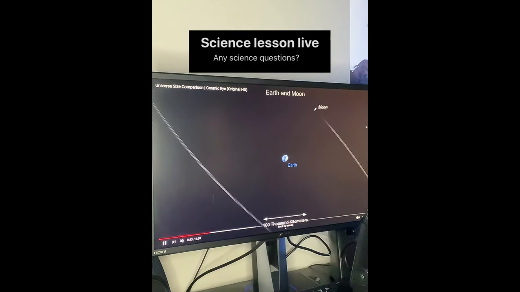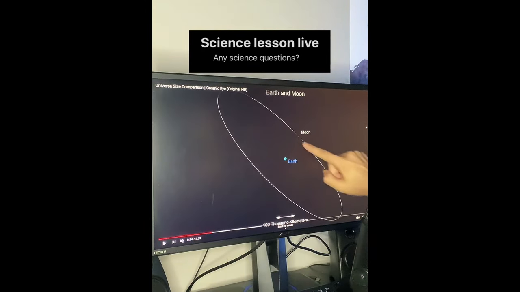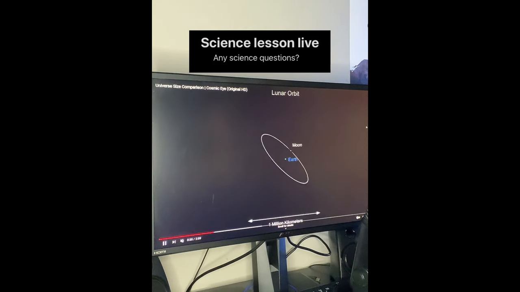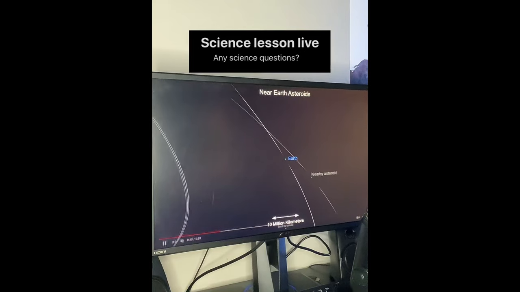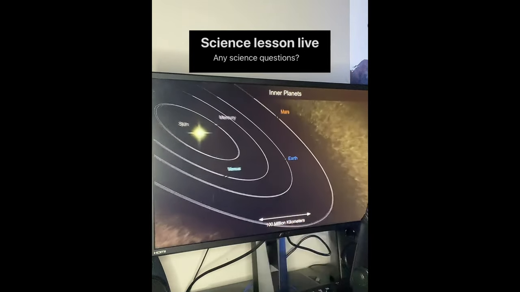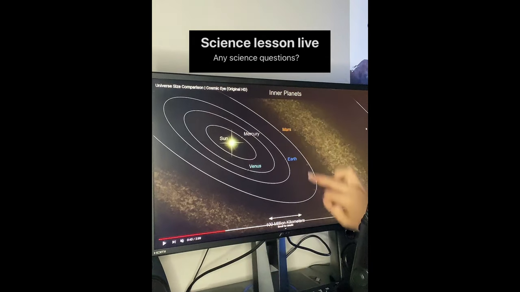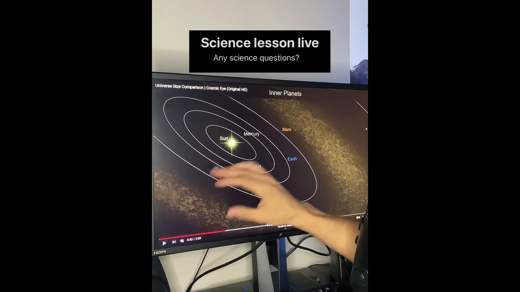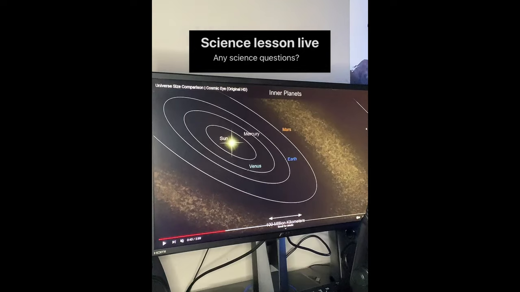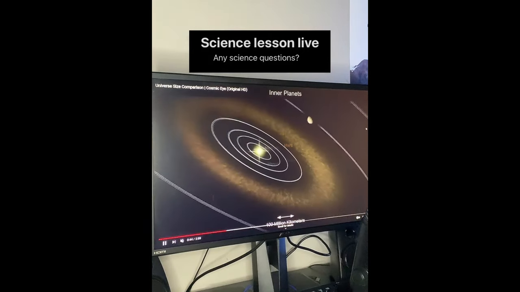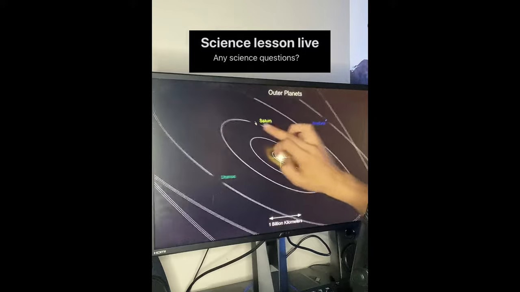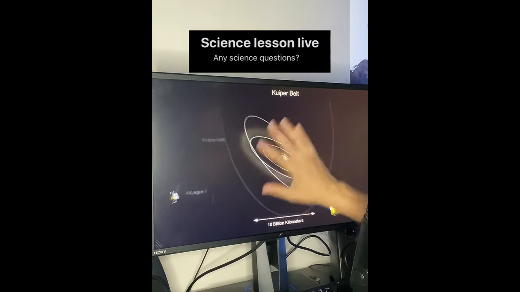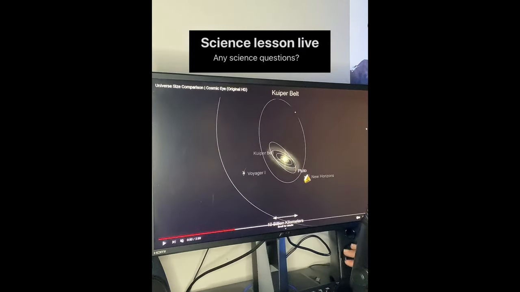But let's zoom out even more. Let's see what else is out there. Oh, there's the moon. Okay, it's orbiting the Earth. There's some asteroids that are flying by us. They're flying by us all the time. And there's Mars. Mars is just outside of us. There's Venus. It's closer to the sun. Mercury, even closer to the sun. There's the sun. There's the asteroid belt, there's Jupiter, there's Saturn, Neptune. That's all the major planets we know of.